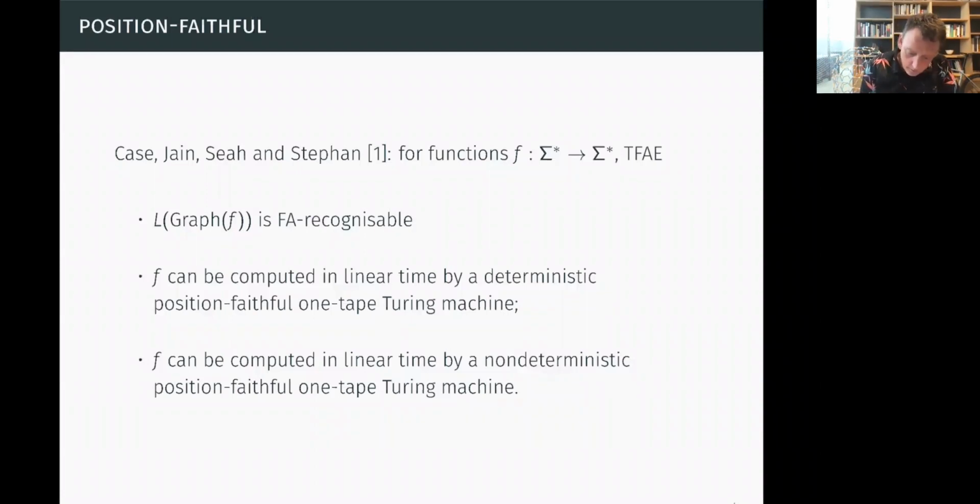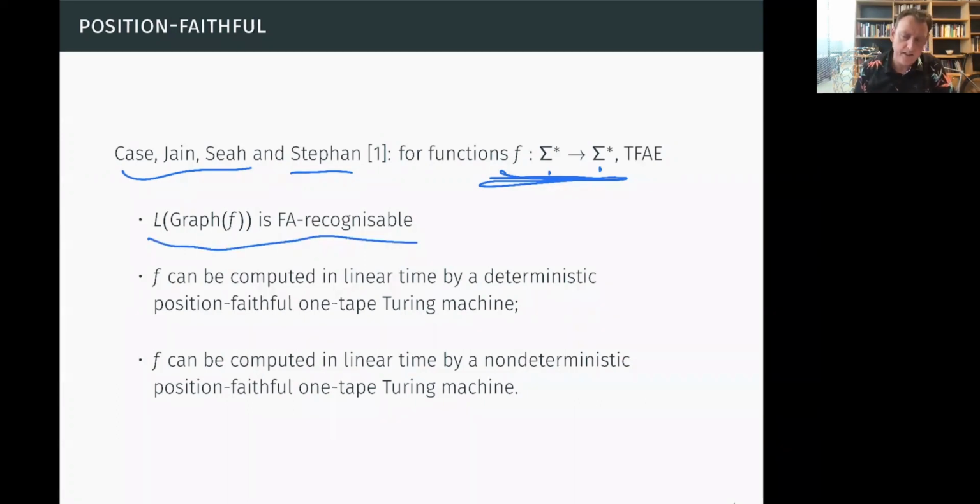So a result of Frank Stefan and his collaborators in Singapore is the following: if you've got a function from an alphabet to an alphabet and you represent the function as a list of tuples, as I described before, then that list of tuples is FA recognizable, by a finite state automaton, if and only if the function can be computed in linear time by a deterministic position-faithful one-tape Turing machine. That's where it came from.